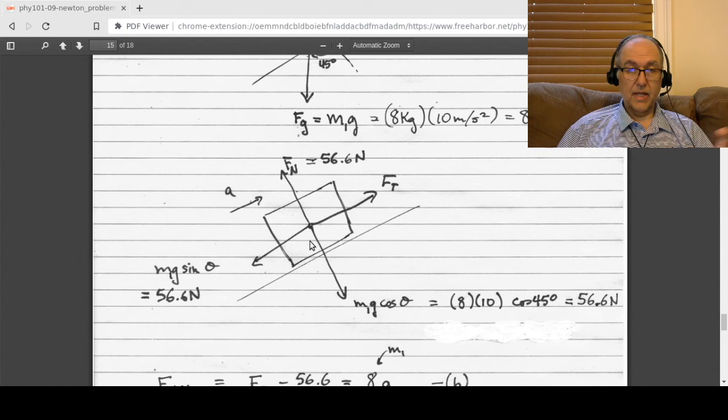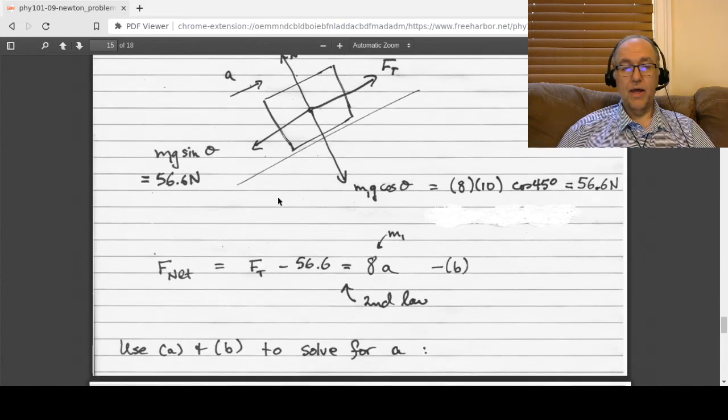Well, the box isn't accelerating perpendicular to the plane, only parallel, and therefore Fgy must equal Fn, so Fn must also be 56.6 newtons. And Ft we don't know, but we do know that it has to be bigger than 56.6. Why? Because we said it's accelerating uphill, so Ft must be bigger, winning the tug of war against the 56.6. So the net force is going to be Ft minus 56.6. There's your F net. That's got to equal ma. M in this case, m1, is 8 times a, and we don't know a. And that equality, of course, holds because of the second law. So there's our equation B.